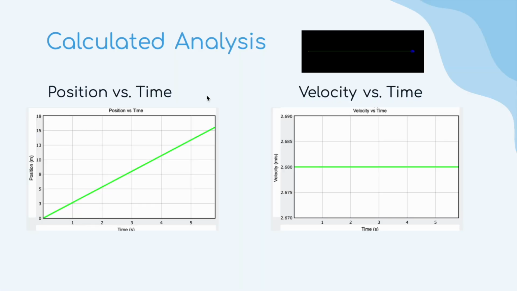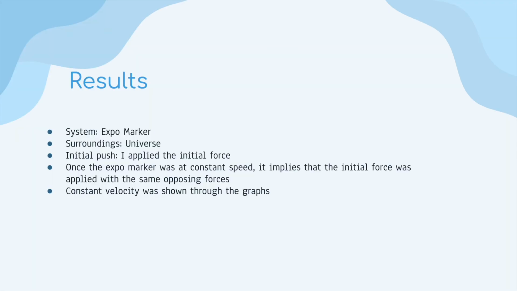For the calculated analysis, you see that the position versus time is linear, and so is the velocity. It's a straight line, which shows that there is constant velocity because the velocity graph isn't changing. You can also see that the calculated position is a little bit higher than the experimental one because, again, the code does not take into account any resistance that there might be in the air.